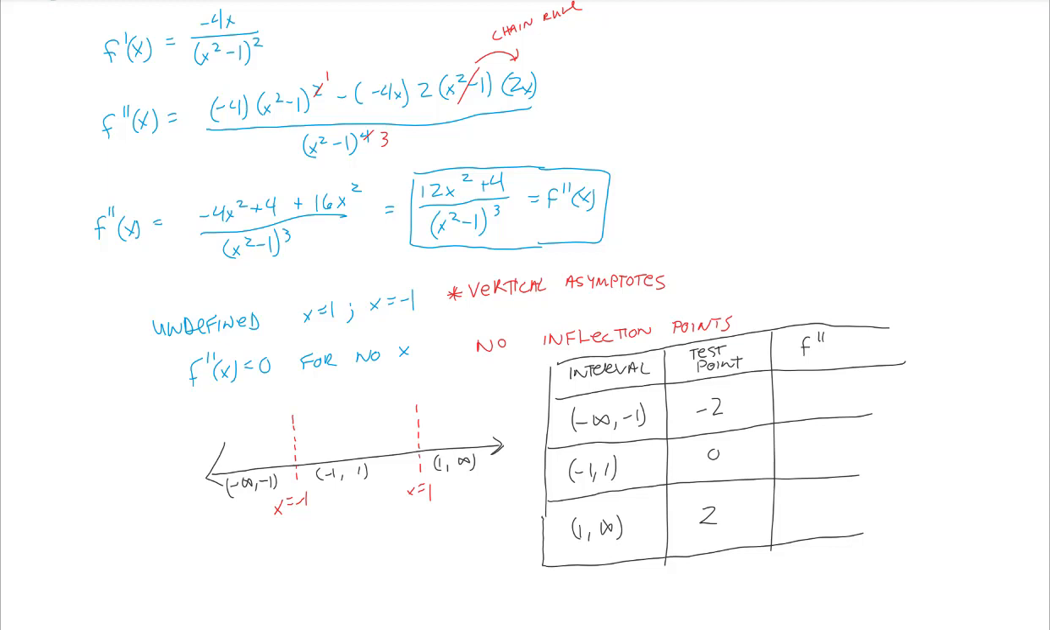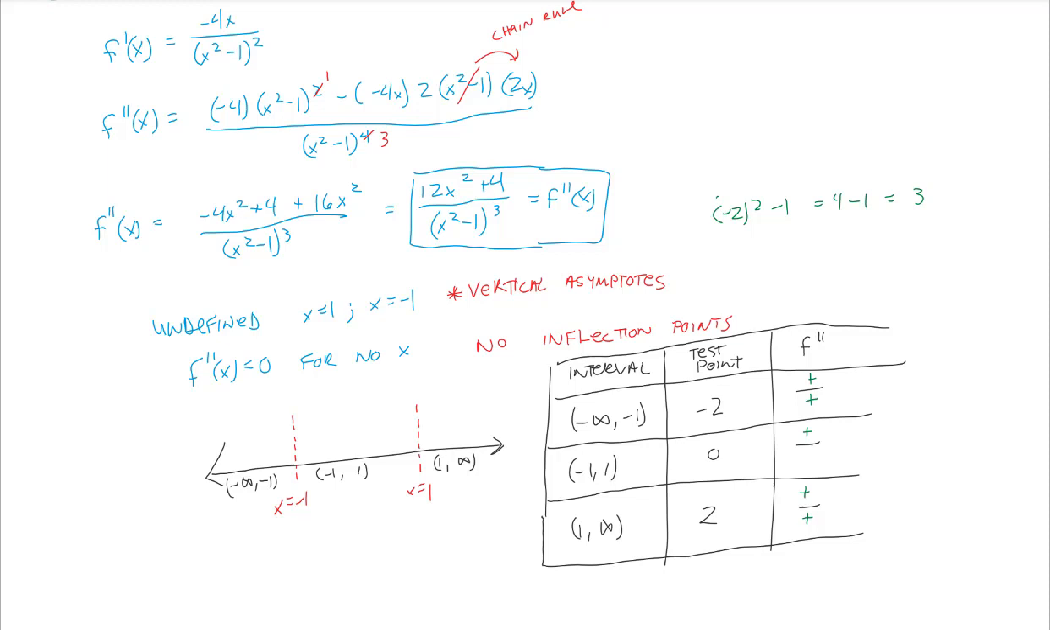For all of these, like I already said, we're going to get a positive for the numerator no matter what we plug in. And in the denominator, we're going to get positive numbers when we plug in something whose magnitude is greater than 1, because if we plug in a negative 2 here, we get negative 2 squared minus 1, which is 4 minus 1, which is a positive 3.